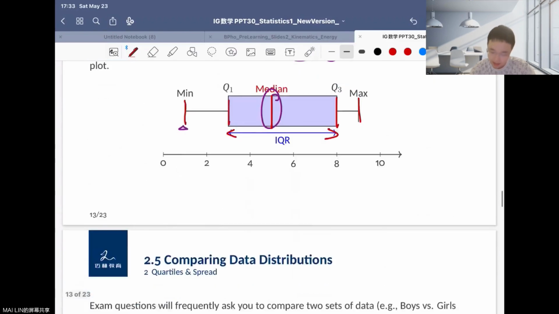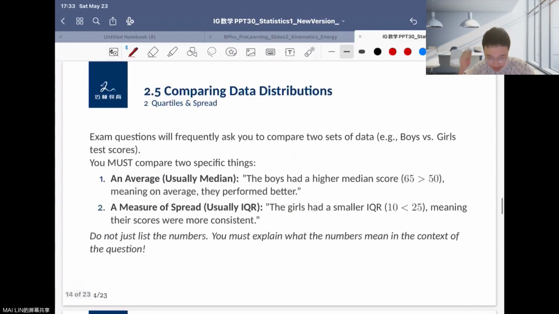So that is it. And then we have comparing data distributions. We can set first, we have an average, and most of the time we usually use the median, and also we have a measure for spread. Okay, so for example, like here, the girls had a smaller interquartile range. Like here, it is smaller than 25, meaning their scores are very close to each other. Okay, so we can say smaller interquartile range means all the grades or the values are very close to each other.